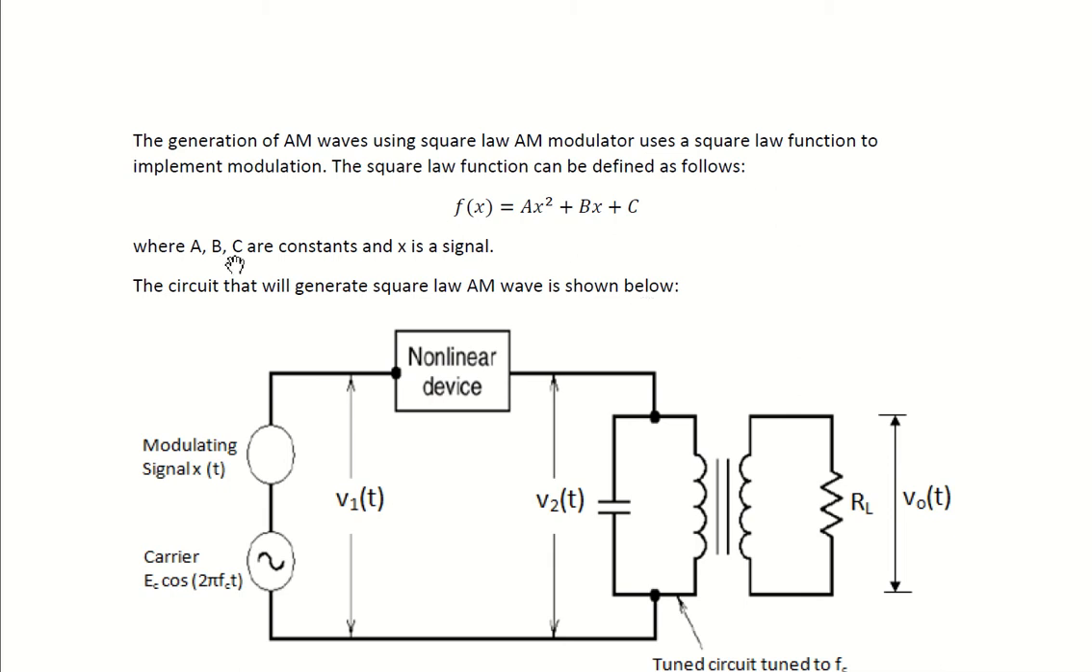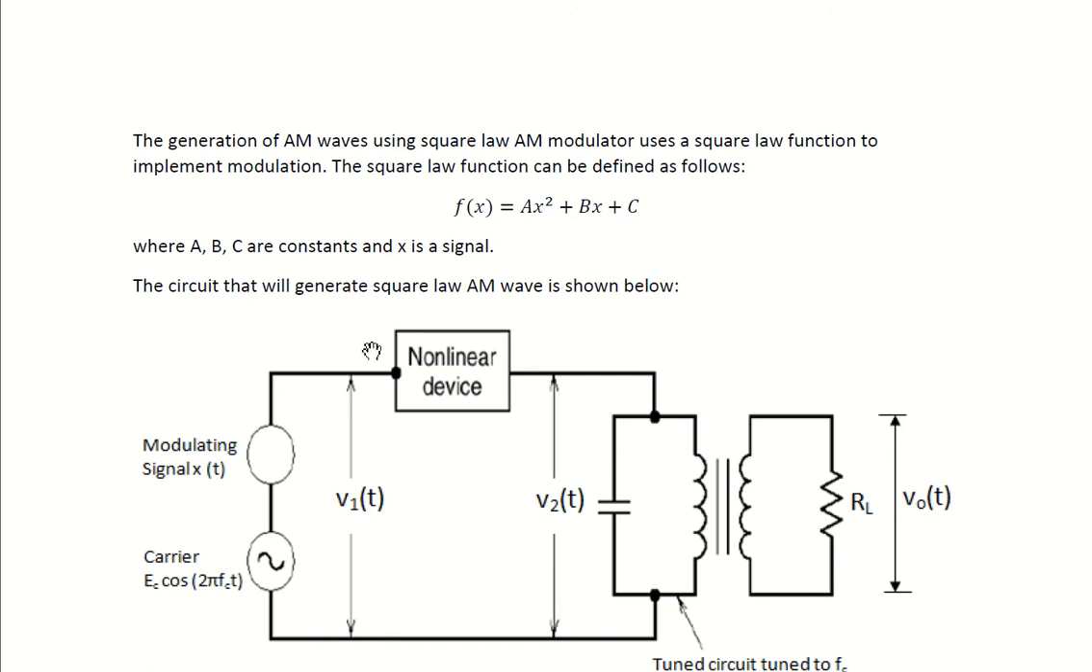Hello friends, so now we'll be explaining the generation of AM waves using a square law modulator. We'll also be explaining the demodulation using the square law demodulator. Now, the generation of AM waves using a square law AM modulator uses a square law function. The square law function can be defined as f(x) = ax² + bx + c, where a, b, c are constants and x is the signal.